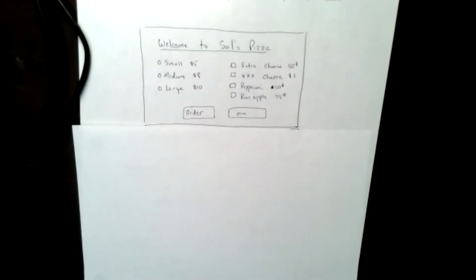Small, medium, large. You can put in extra large if you want. Extra cheese is 50 cents. Triple cheese is $1. Pepperoni is 50 cents. And pineapple is 75 cents. If the person clicks on order, it's going to display what their current order is. Close it. They want to know what the price is. Tell me what the price is at that point.